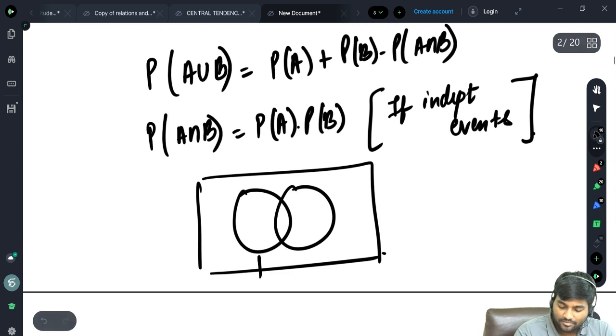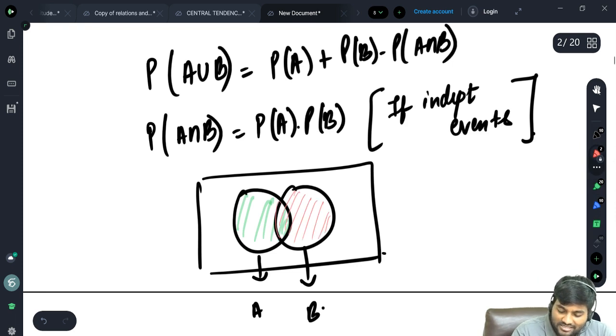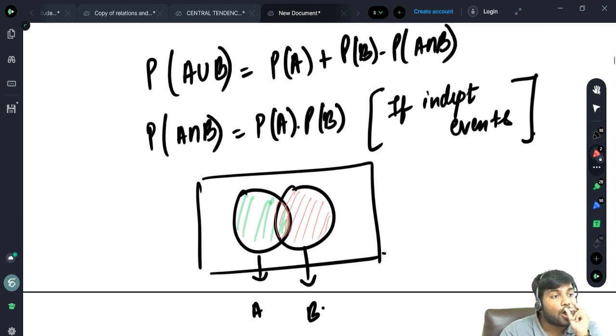This is A and this is B. Okay. So in A, we are covering this. In B, we are covering this. So basically this is the region which is covered twice. So that is why we are subtracting the common part, the intersection part.